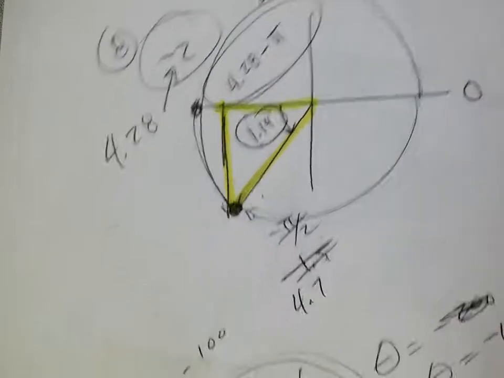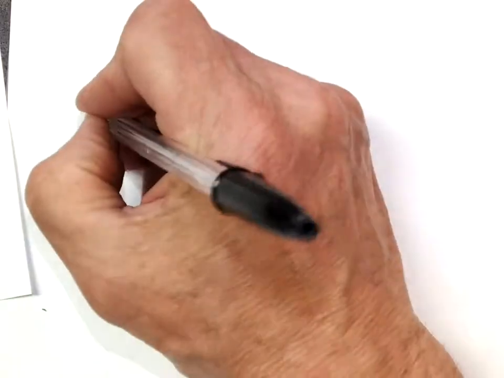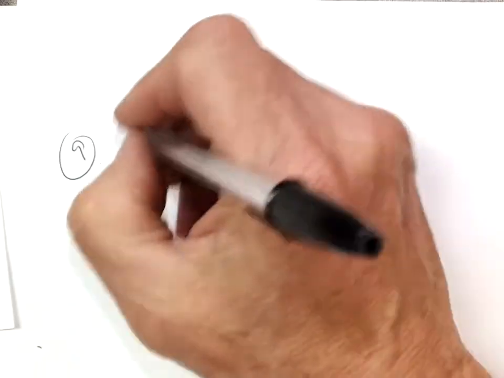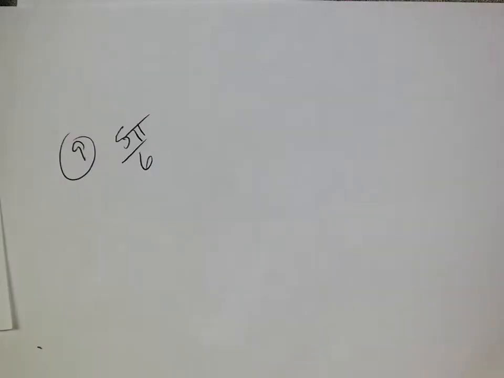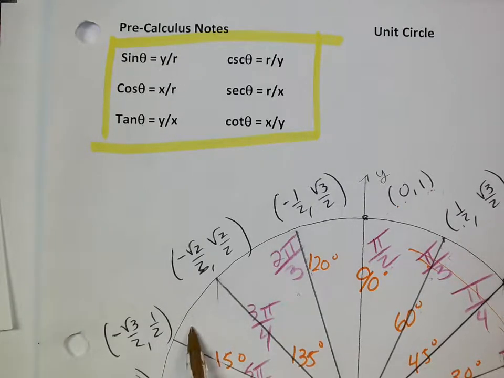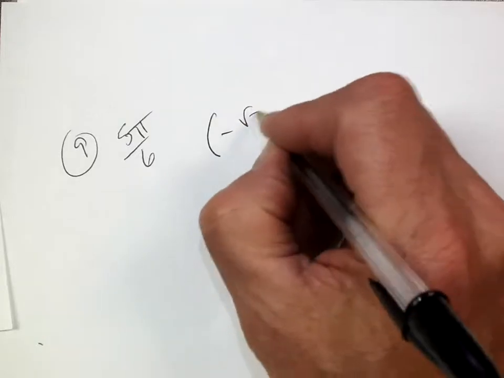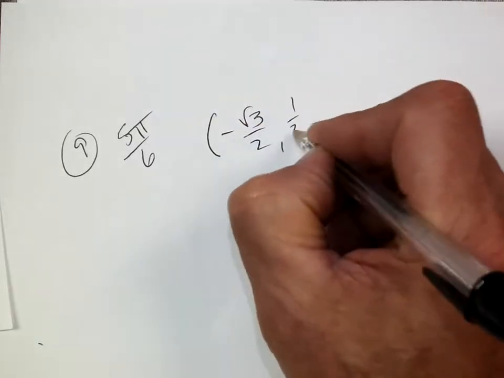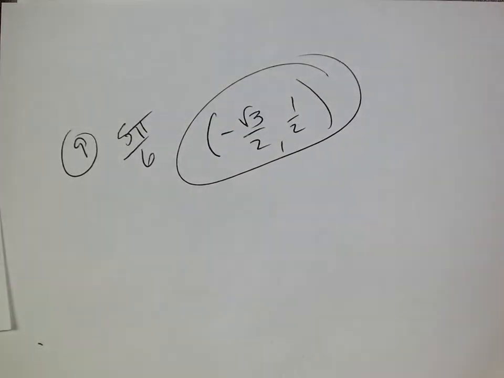Okay, let's move on. All right, here comes the easy stuff. Number 9. Terminal point, 5 pi 6. All right, unit circle. But what's the point? So we go to the point. 5 pi 6 is here. It's that point. So we're going to actually write the point. There's 5 pi 6. We're going to write negative square root of 3 over 2, 1/2. That's the point. So what's the point at 5 pi 6? That's it right there.